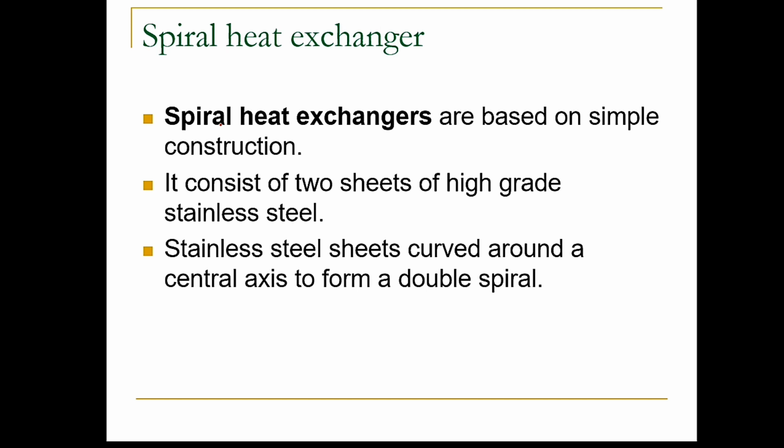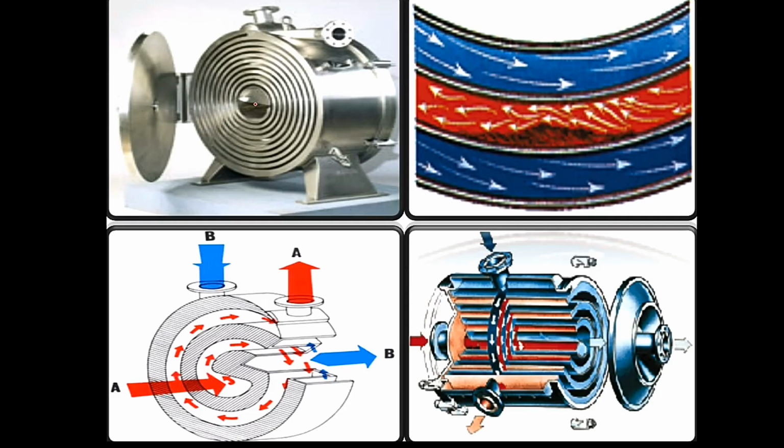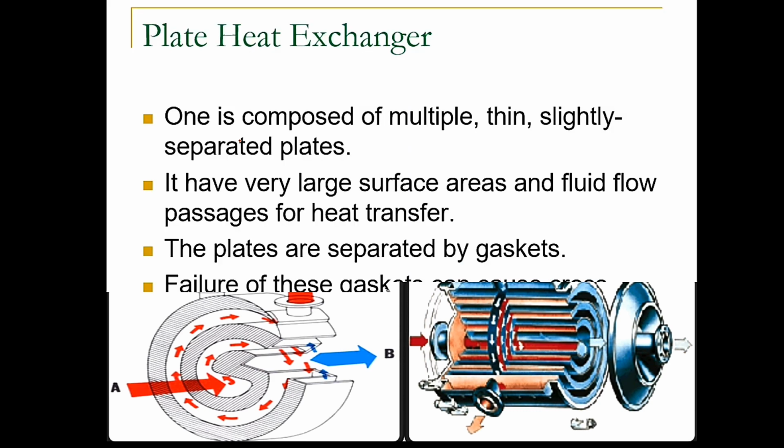Now, the spiral heat exchanger. Spiral heat exchangers are based on simple construction. It consists of two sheets of high-grade stainless steel. Stainless steel sheets curve around the central axis to form a double spiral. To achieve sterilization temperature, steam is passed through one spiral and medium through the other in countercurrent. Now, this is a spiral one. So how? Here the steam is added, the medium is added, and the medium is removed like this. The larger medium can be added.